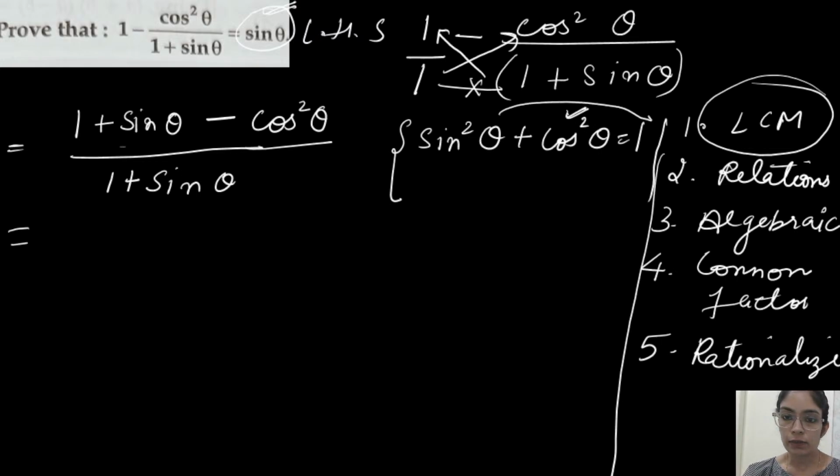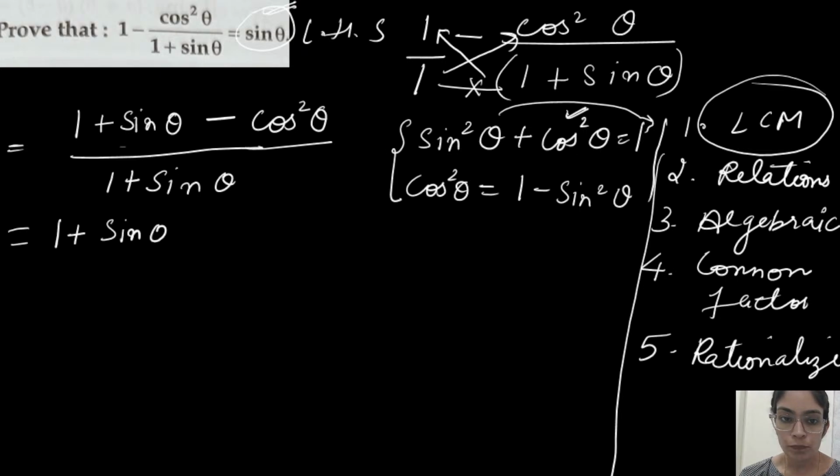So sin square I will shift to the other side. What will be the value of cos square theta? Cos square theta is equal to 1 minus sin square theta. So that's what we will substitute here. Like this we have to use the square relation. Remaining things as they are, I will write: 1 plus sin theta, and this minus sign as it is.